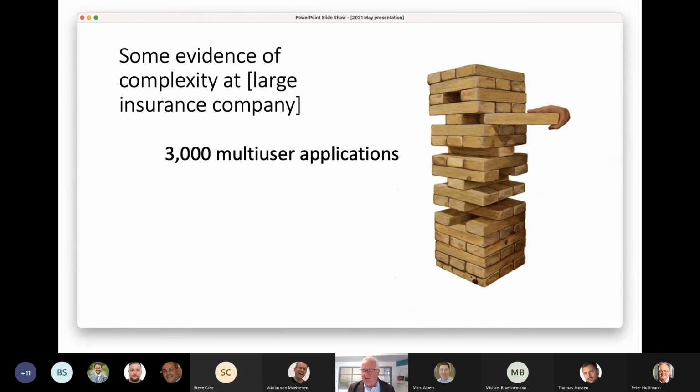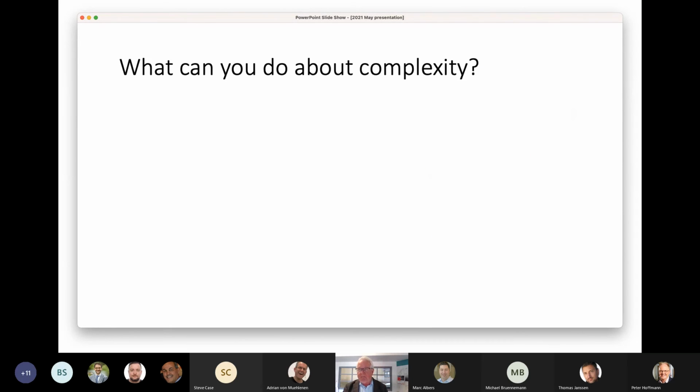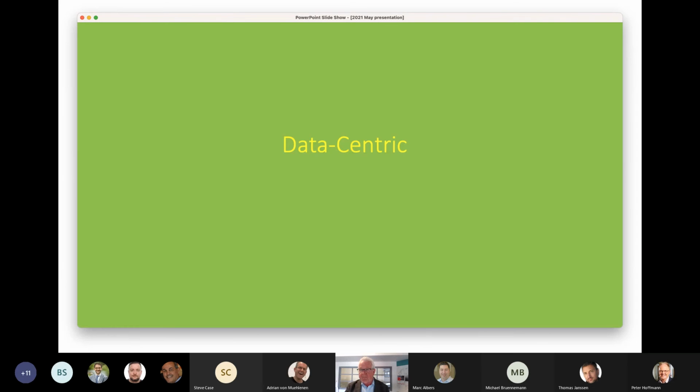So, you know, they've got 3,000 major multi-user applications, and every time, you guys probably know this, every time you change one, the whole rest of the structure is affected. Oh my God, if I take that out, what else is going to collapse? So the question is, so that's true. What are you going to do about that?